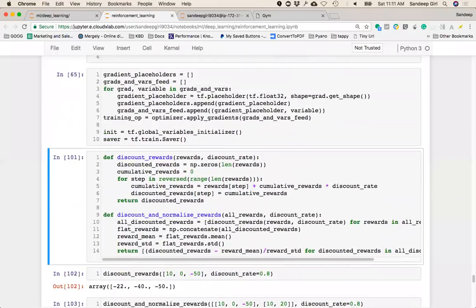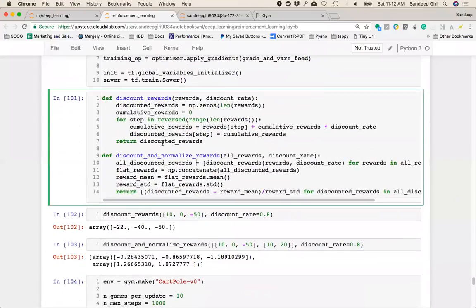All right. Now, once we have computed all the gradients, we are computing the discounted rewards. There are two functions which we have created. One is discounted, the other is discount and normalization. Discounted is exactly like the way we defined.